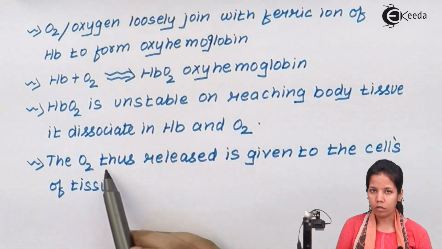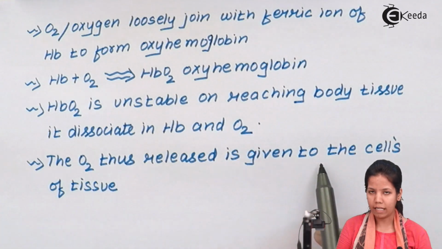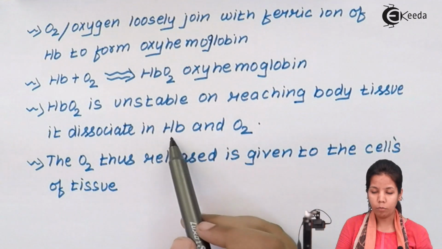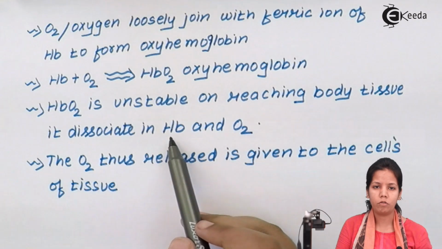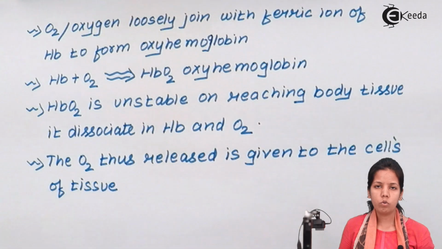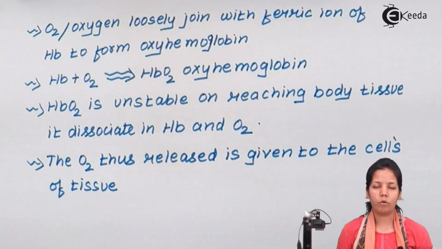Now, your O2 molecule thus released can be given to the cells of the tissue or organ for their basic respiration, that is cellular respiration, whereas your hemoglobin can come back to its normal position and carry the oxygen molecule one more time. So students, in this process, we did come around about hemoglobin and oxygen and how do they coordinate with each other. I hope students, we are very clear about this transport mechanism.